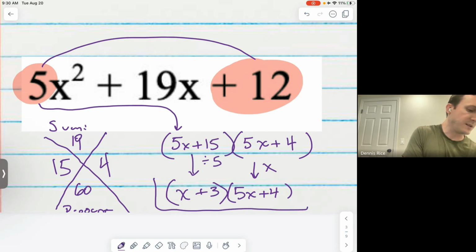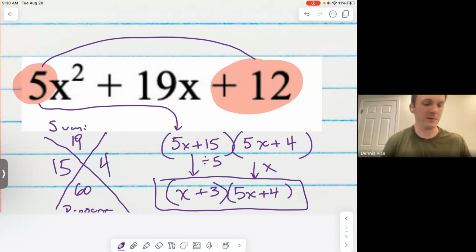If you're wondering whether one of them always has it and one of them doesn't, no, sometimes each of them has it. And that's our final answer: x plus 3 times 5x plus 4. Like I said, much more user-friendly strategy. So obviously students tend to like this one a little bit more. It also tends to be a little bit faster than grouping. It doesn't matter the order. Multiplication is commutative.